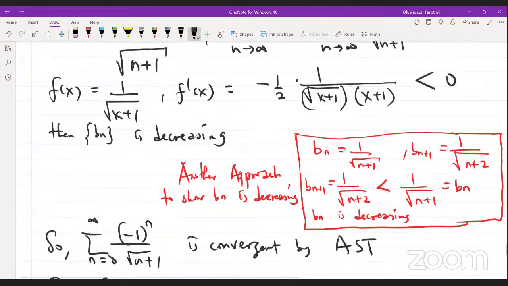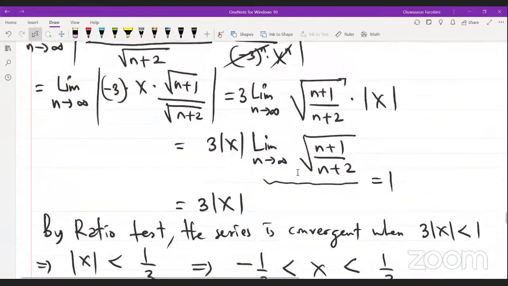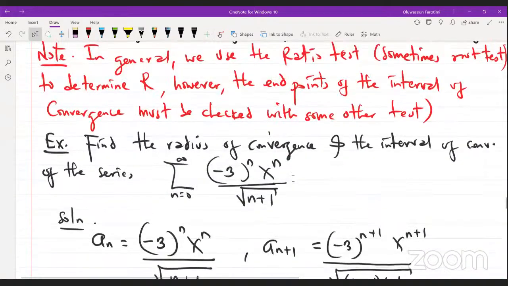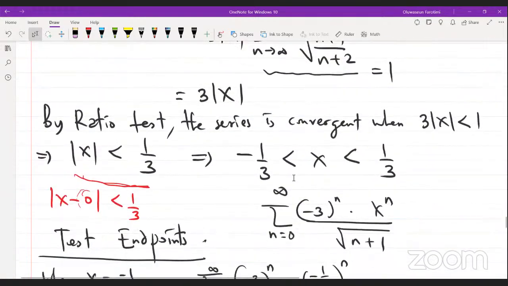Now, let's go back to the question, guys. The question is about what? It's asking us to find the radius of convergence and interval of convergence, okay? The radius of convergence, I've determined it already, but I've not just mentioned it, maybe.